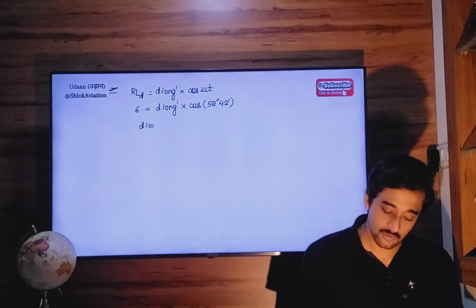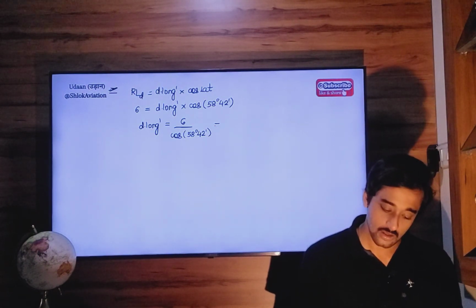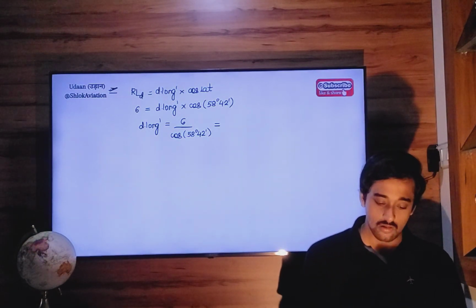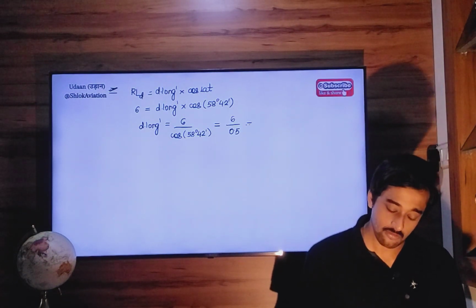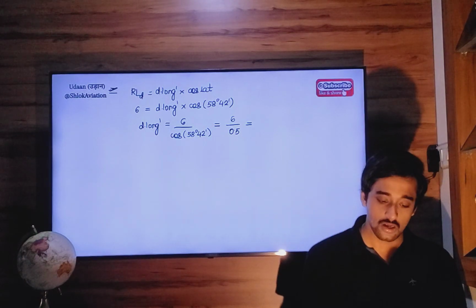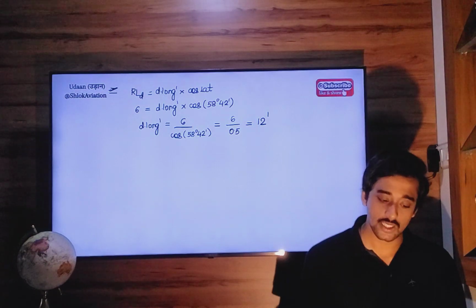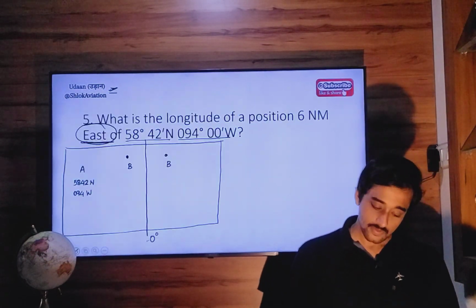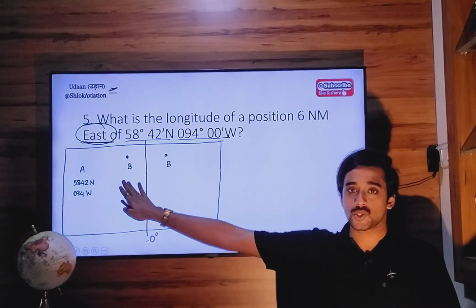So d long in terms of minutes will be 6 divided by cos of 58 degree 42 minutes, 0.5, is 12 minutes. Divided by 60 is again 12 minutes, so 0 degree 12 minutes. Okay, so the difference between them is very small. That means Bravo will be in the western hemisphere itself.